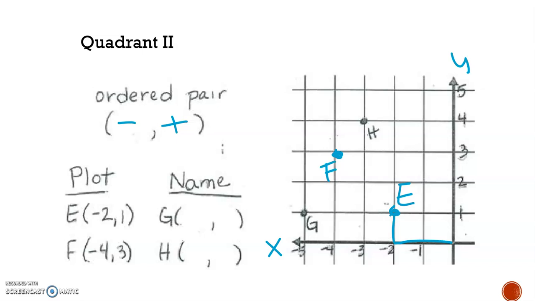So now if we're naming, we're going to figure out where G is. In order to get to G, we started at the origin and we moved left 5. So in order to indicate left, we put a negative sign, and then we moved up 1. Alright, for H, we had to move left 3, so negative 3, and then we moved up 4, so positive 4.